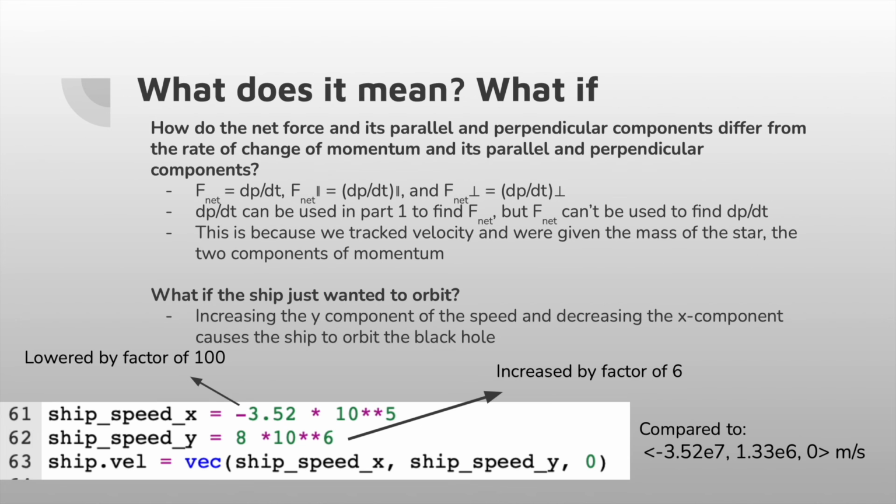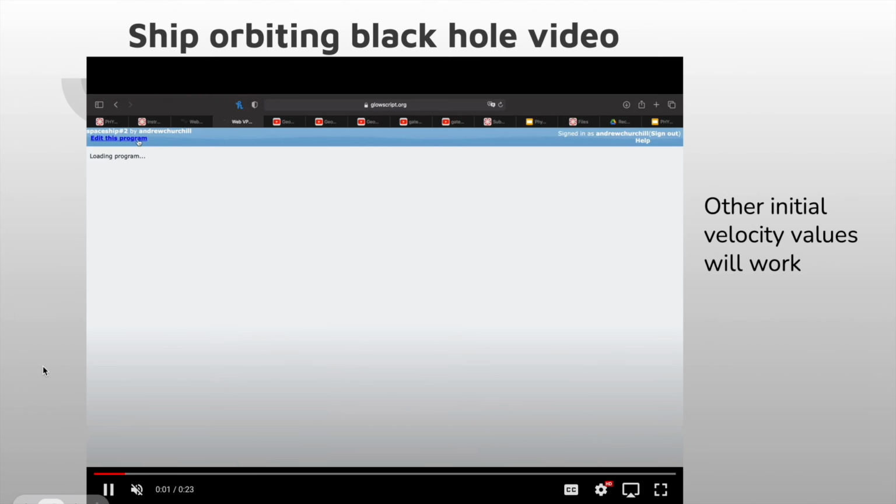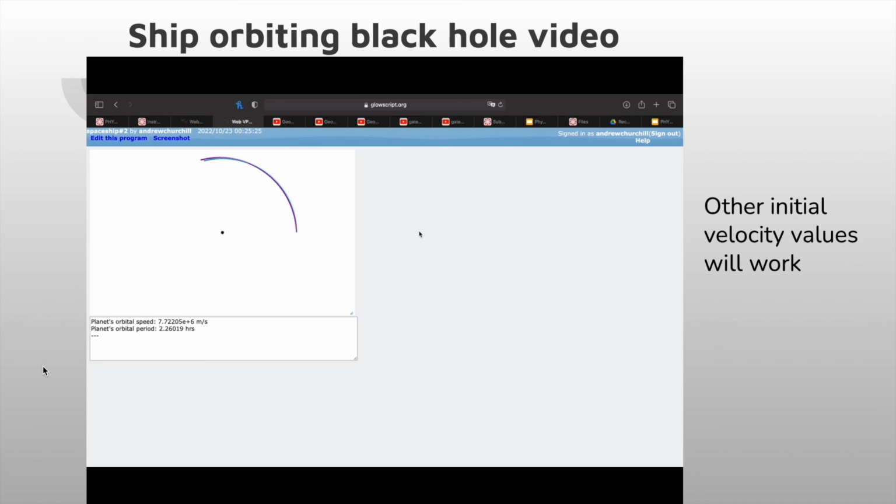If the ship just wanted to orbit the black hole, it could have done so by increasing the y component of the velocity and decreasing the x component. In the code, I lowered the x component of the speed by a factor of 100 and the y component by a factor of 6, which resulted in a path that looked like this. Where cyan is the planet and magenta is the ship.